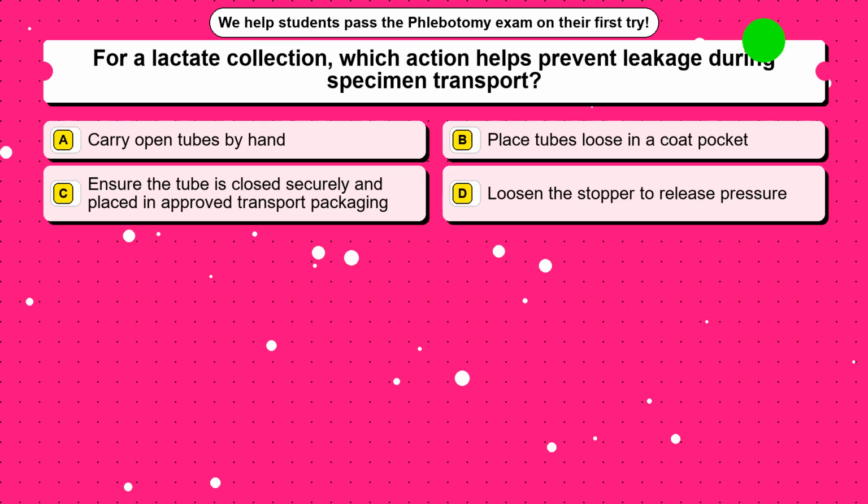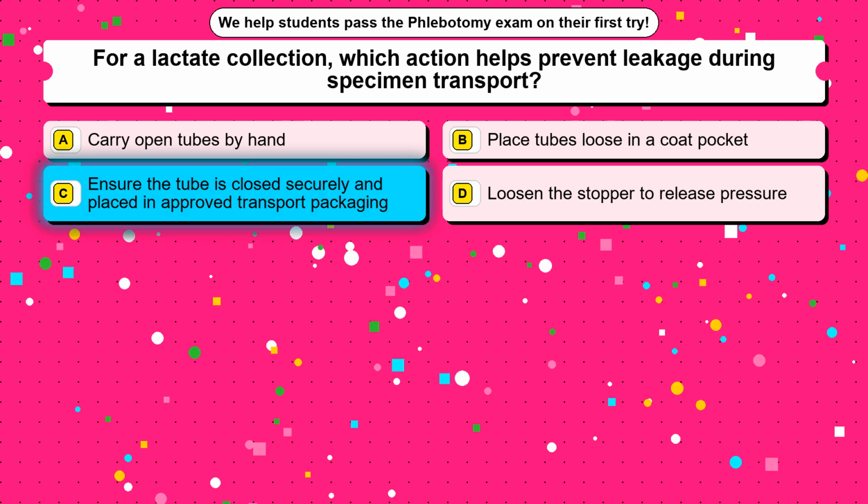Question 100. For a lactate collection, which action helps prevent leakage during specimen transport? Option A. Carry open tubes by hand. Option B. Place tubes loose in a coat pocket. Option C. Ensure the tube is closed securely and placed in approved transport packaging. Option D. Loosen the stopper to release pressure.